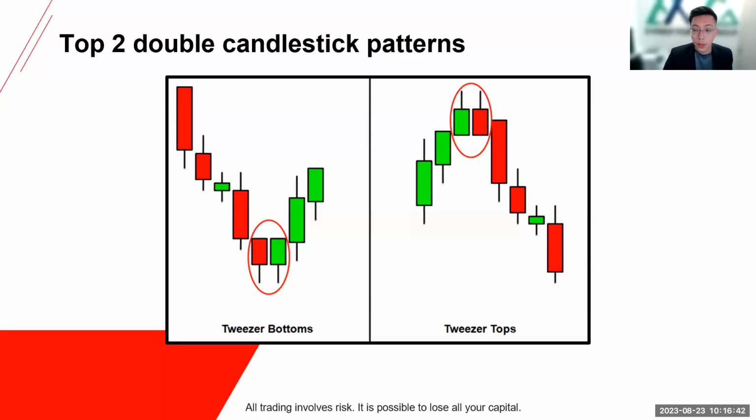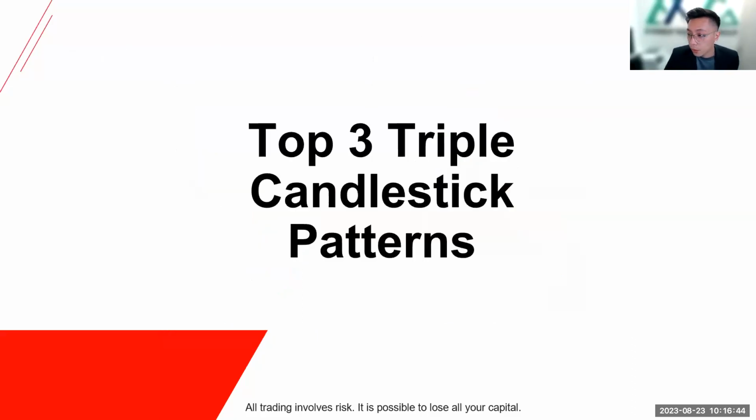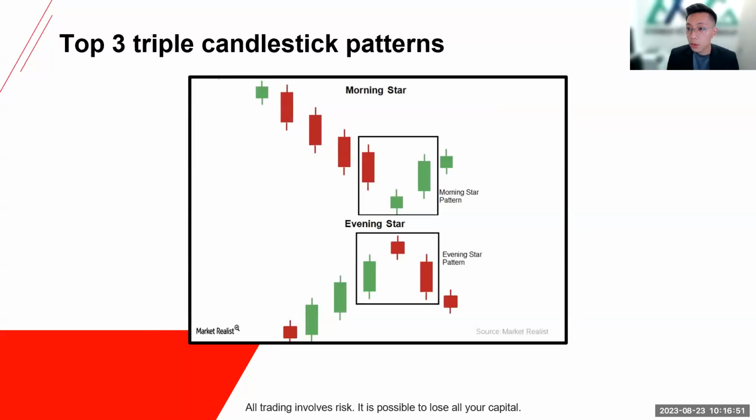Okay, so yeah, let's move on. So the top three triple candlestick patterns. What are the top three triple candlestick patterns? So we have the morning star and we have the evening star. Morning star pattern just means it is bearish, then bullish, bullish. For evening star, it is bullish, bearish, bearish. Very simple and very straightforward.